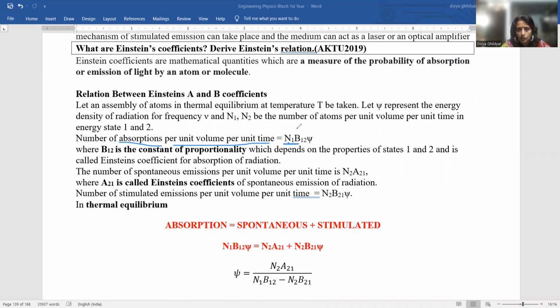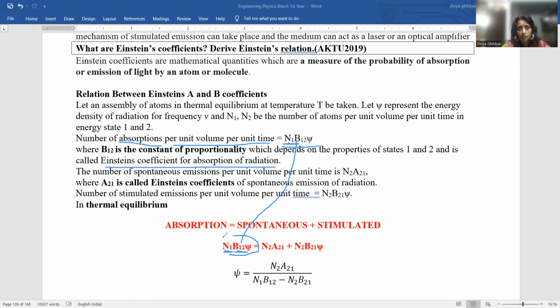B12 is the coefficient of probability which depends on the properties of states 1 and 2 and is called Einstein's coefficient of absorption for radiation. Now this has been absorbed. So see, N1 B12 phi: N1 means the ground state, B12 means the constant of proportionality. How many were absorbed from the ground state and reached the second state, and phi.